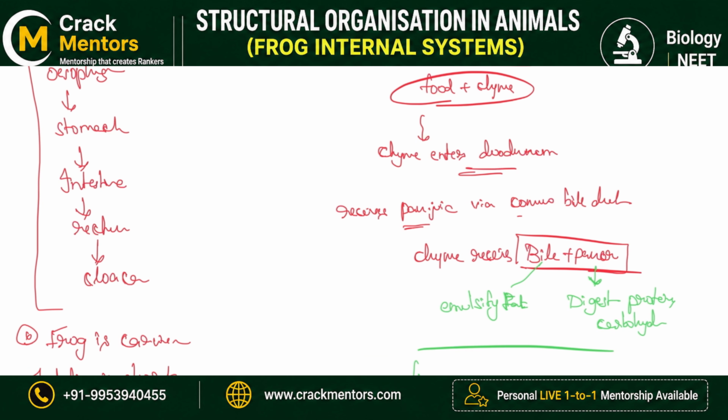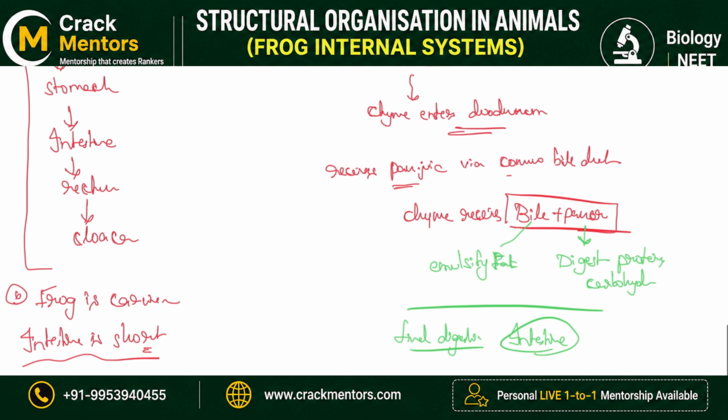Okay, after this, the next digestion will occur in the intestines. After digestion in the intestine, the digested food is absorbed by villi and microvilli. On the intestine wall we have structures like this. Those are called villi and microvilli, which help in the absorption of useful materials into the body.